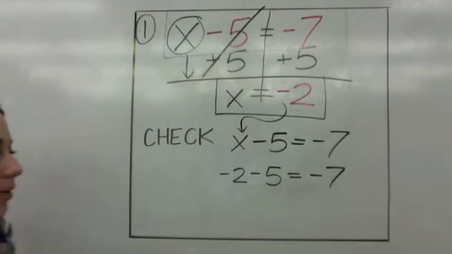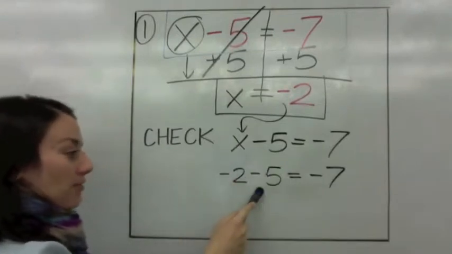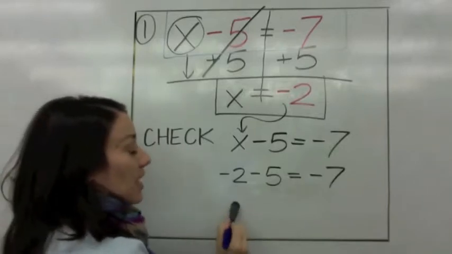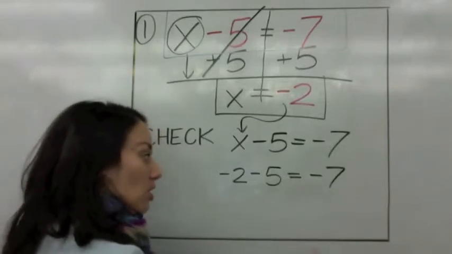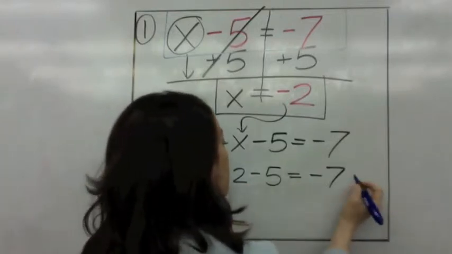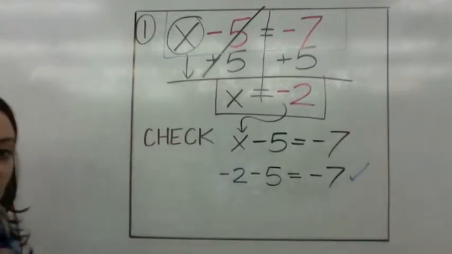Remember, you have a negative 2 and a negative 5. Are they the same signs? Yes. So you say same signs, add and keep. 2 plus 5 is 7. Keep the negative, negative 7. So put a check. Very good.